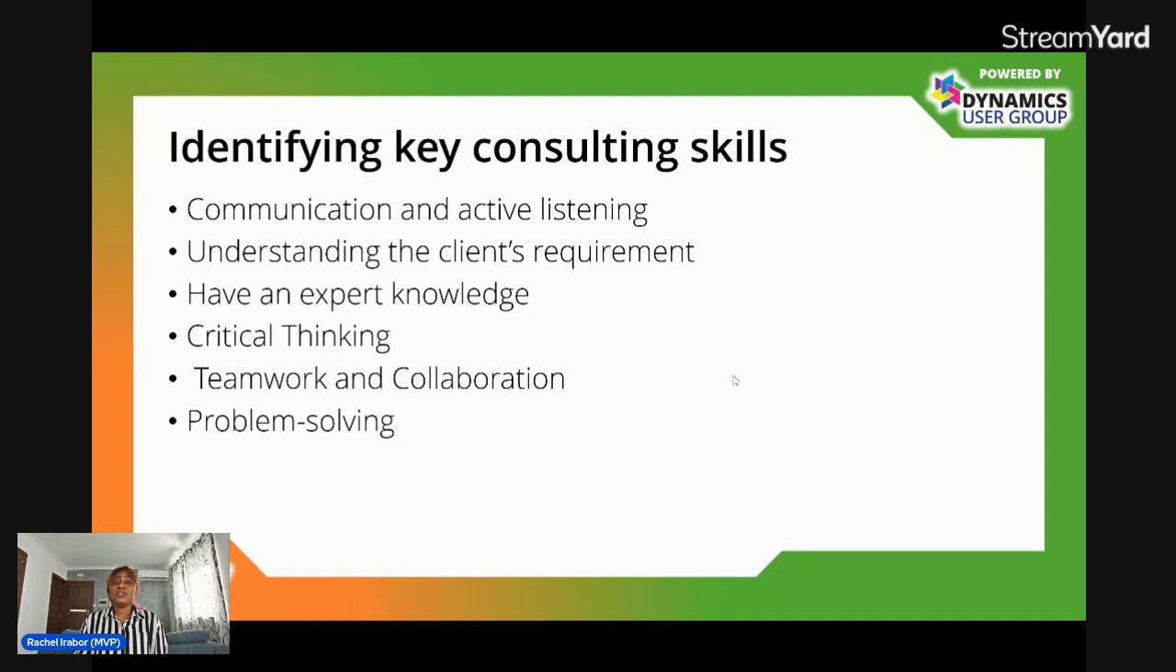I would advise you to check more on consulting skills, because I feel that everybody should have this. There are so many skills in consulting that everybody should look at and develop on.